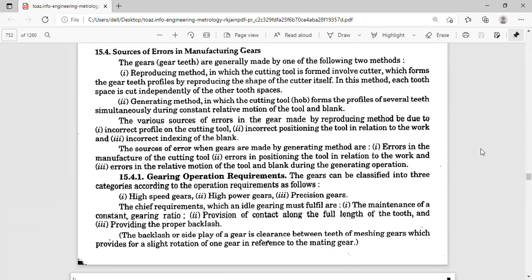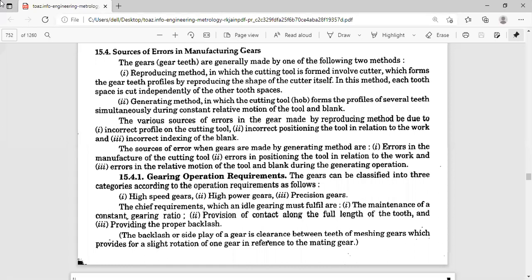And we'll just try to discuss the sources of error in the manufacture of gears. Just like errors in screw threads, we'll discuss that in the next chapter, as far as this 5th unit is concerned. Here we have the sources of error in manufacture of gears, because you may be asked: state the various sources of error in manufacture of gears. It may be a question that can be asked, mostly in the short answers. So what are the various sources of error?